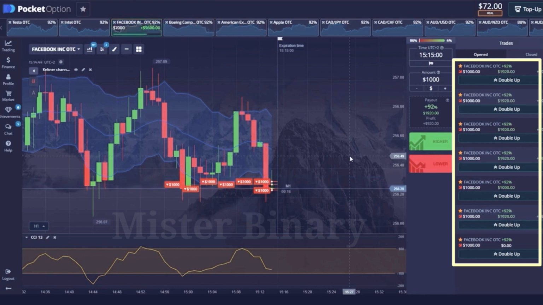Remember, you should practice on demo balance before investing real money until you are confident with the strategy of your choice.